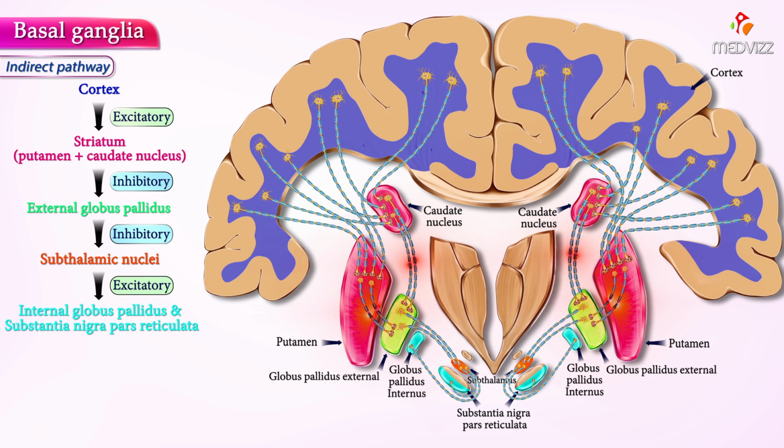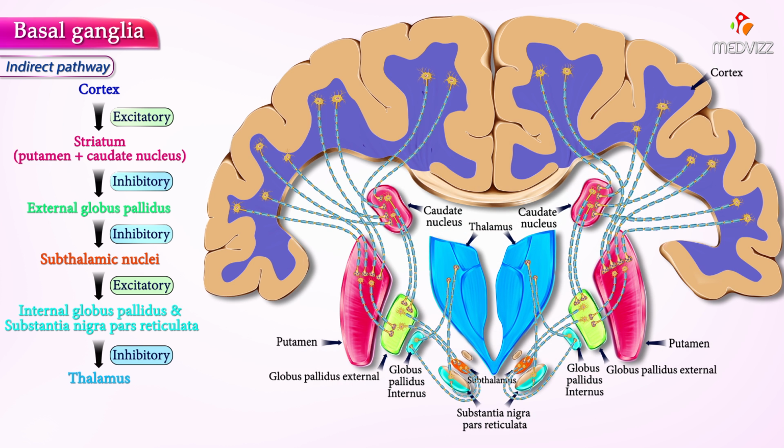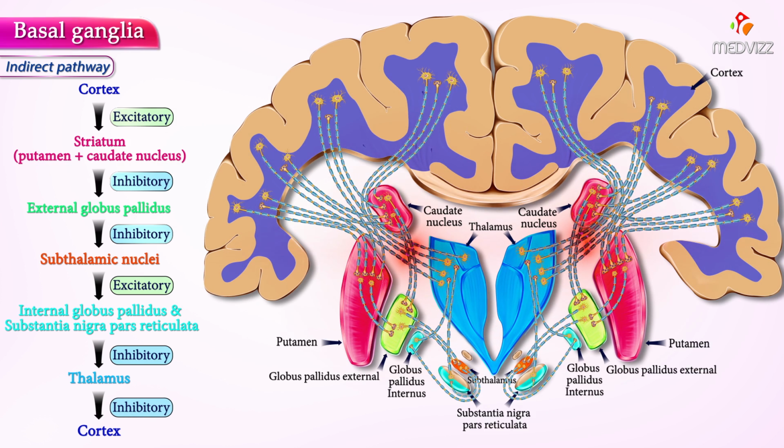So functionally, the striatum inhibits the globus pallidus externus, and that causes a disinhibition of the subthalamus. For this reason, the neurons of the subthalamus become more active and they excite the internal segment of the globus pallidus. So finally, this loop inhibits the thalamic nuclei. The end result of this pathway is a decreased activity of the cortical motor neurons and a consequential suppression of the extemporaneous movement.